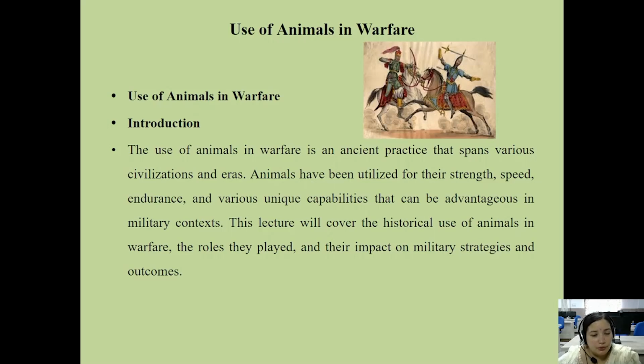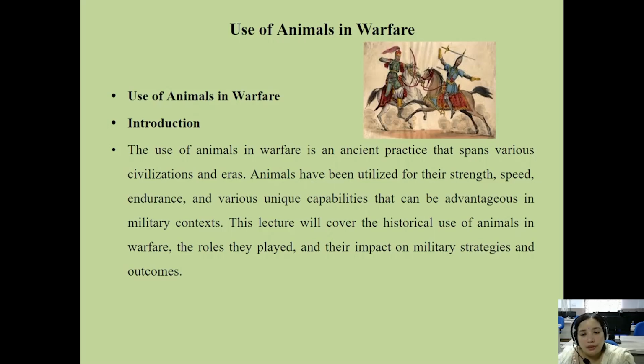Just to give a brief introduction of this topic, use of animals in warfare is an ancient practice that spans various civilizations and eras. Animals have been utilized for their strength, speed, endurance, and various unique capabilities that can be advantageous in the military context. This class will cover the historical use of animals in warfare, the roles they played, and their impact on military strategies and outcomes.